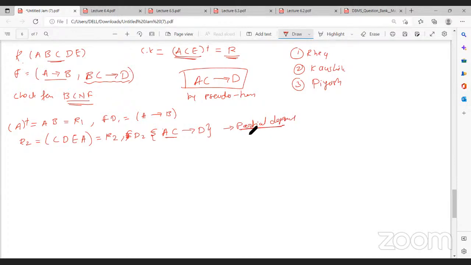So in order to remove this partial dependency, I have to decompose this relation again. I will simply take the closure of AC, that is ACD. It will be R3. And R4: ACD is over, E should be there, and AC should be there, right? So this will be my R4. So this is already in BCNF.